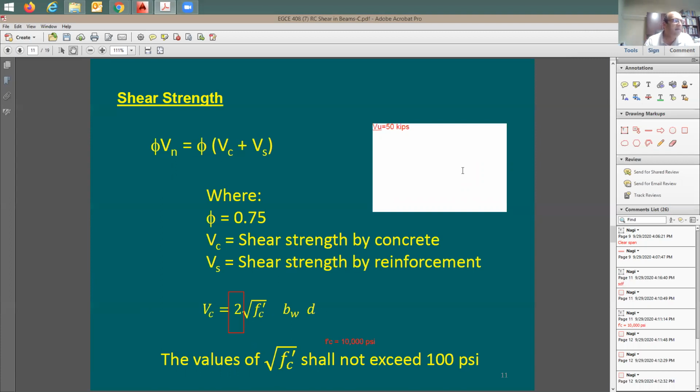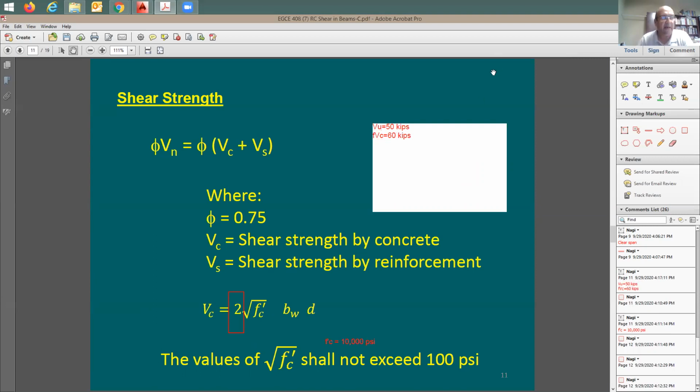I did phi Vc. It's going to be phi times Vc, only the strength for the concrete, including the phi factor. It turned out to equal 60 kips. So now the strength is going to be 60 kips for the concrete only, and the demand that you want the beam to support is going to be 50 kips.